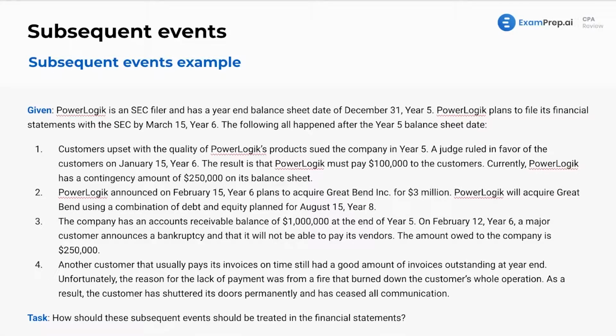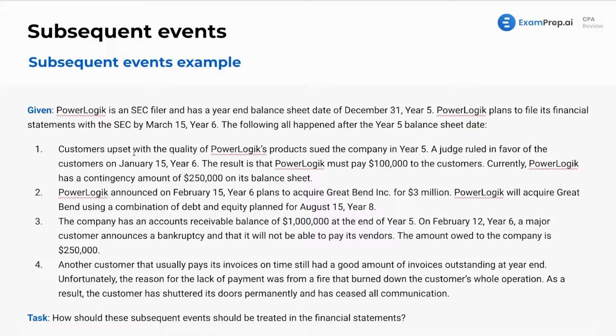Let's run through an example here. Well, this is a good example of what we would do in certain situations. So PowerLogic, sounds like a tech company, is an SEC filer and has a year-end balance sheet date of December 31, year 5. PowerLogic plans to file its financial statements with the SEC by March 15th, year 6. The following all happened after the year 5 balance sheet date. I'm going to go through each one and we'll discuss each one at a time what we do. Do we record, or do we footnote, or do we do nothing?